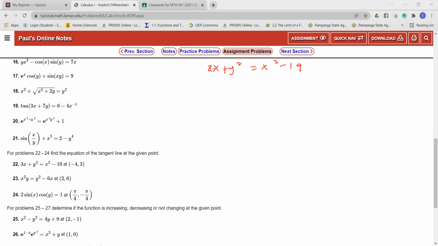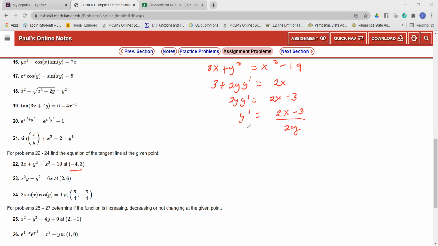Okay. Now, derivative, this one is 3 plus derivative nito ay 2y, y prime. Okay. Equals derivative nito, x squared ay 2x. Then derivative ng 19 ay 0. So, you will have 2y, y prime equals 2x minus 3. Yan. And then y prime will be equal to 2x minus 3 over 2y. Okay, so check natin ha. 2y, y prime o 2x doon. Tapos lipat ito sa kabila. Then divide both sides by 2y.